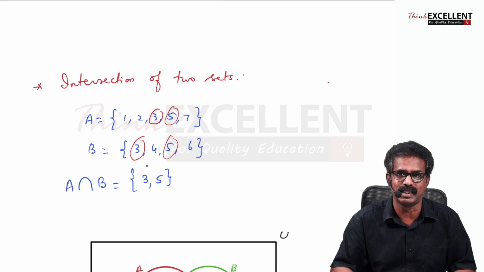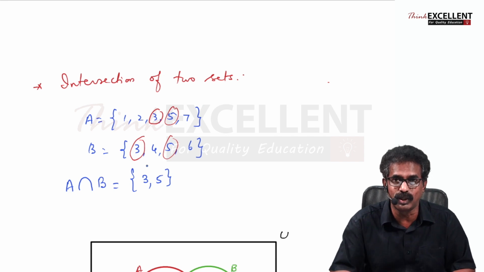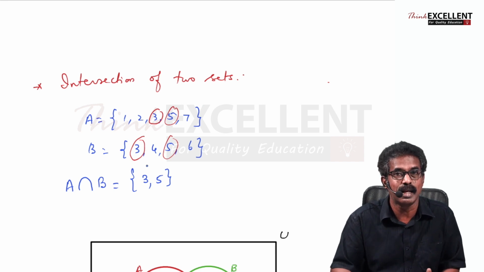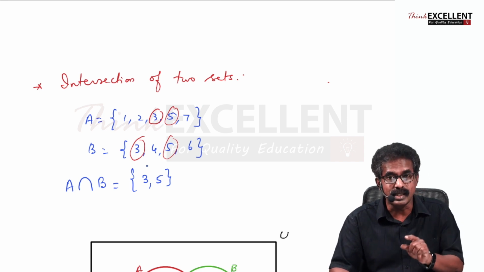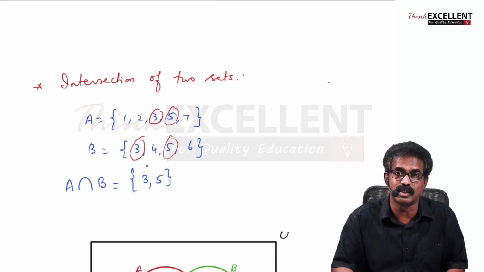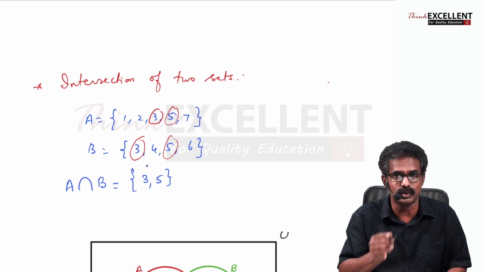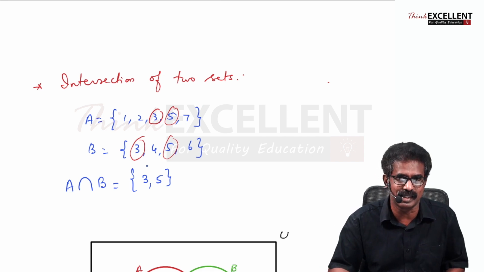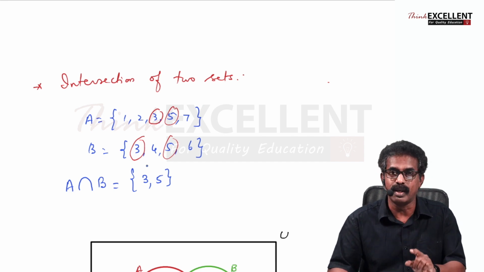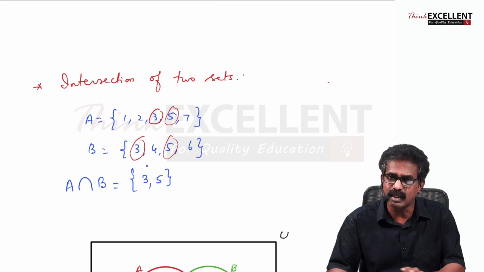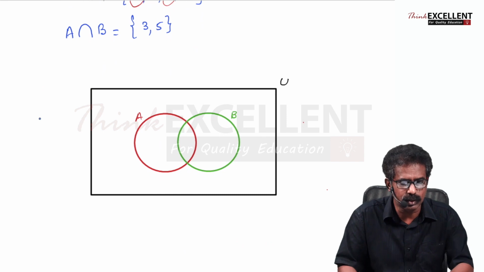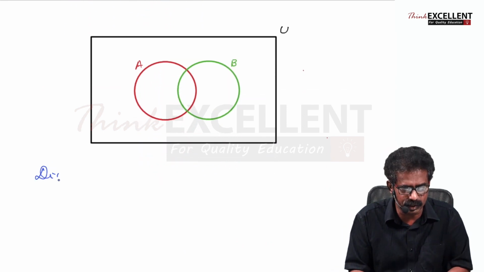You may ask, sir, if nothing is common, what to do? Then it is the empty set. If nothing is common, don't put 0. If no element is there, then that set is called the empty set. I taught the Venn diagram also: two circles separately drawn. So the intersection is the empty set. Disjoint sets mean nothing is common. When you find A intersection B and your answer is the empty set, then those two sets we call disjoint sets. The definition I will write here.